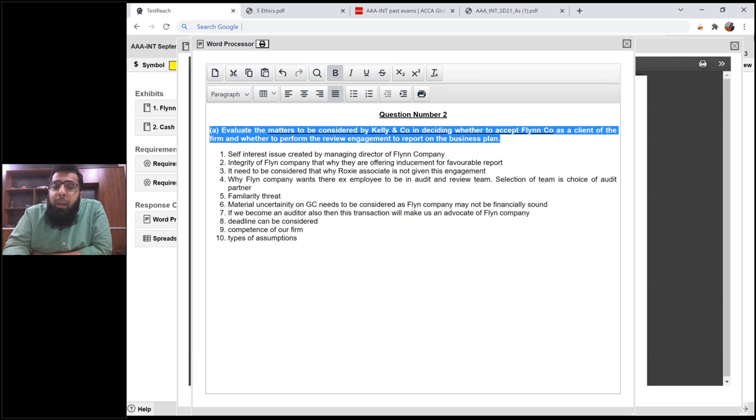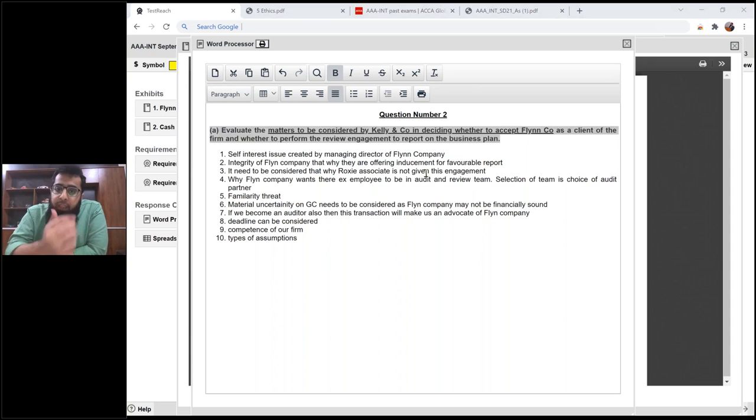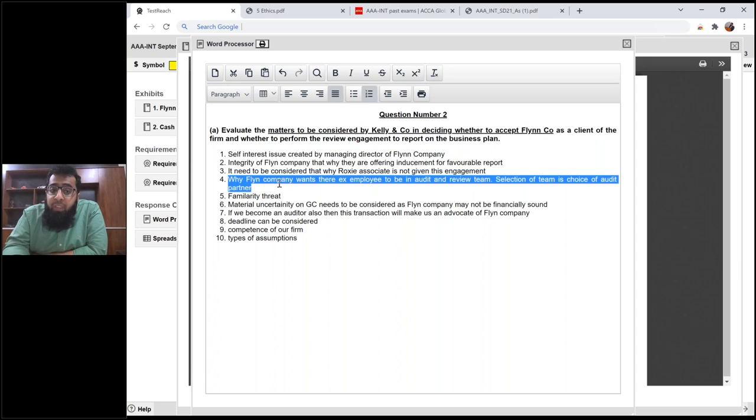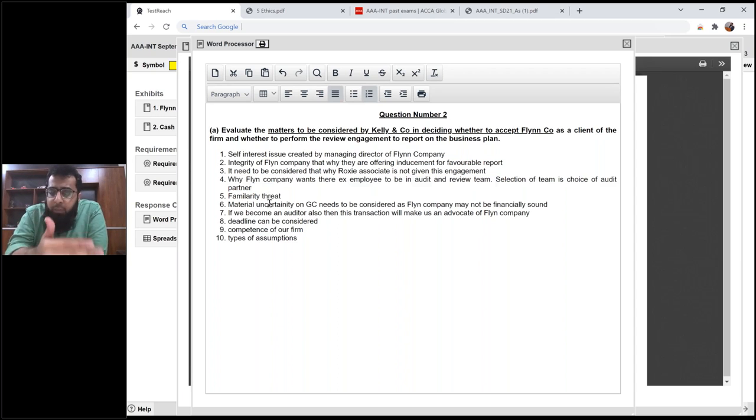We should be considering the self-interest issue which the managing director created by offering us that you will get the whole audit. We need to think about the integrity. We need to think why the existing auditors were not offered such service. We need to think why an ex-employee is being forced to be included. Familiarity threat, material uncertainty issue. We will explain each of the points and develop the answer. But my primary objective was to develop your thinking process. That's why I listed these points.